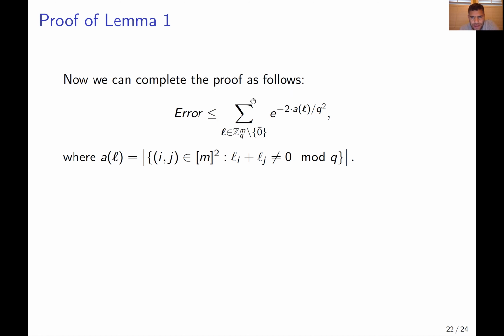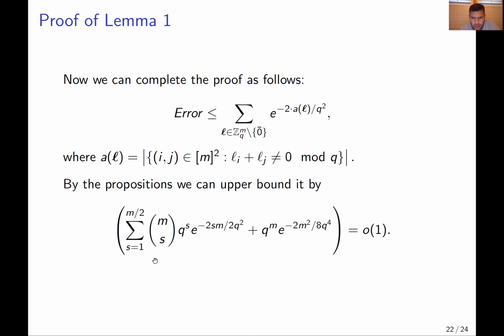And now we can split the sum according to the size of the support of L. If the support is of size at most m over 2, we know that a of L is of order s times m minus s. And the number of such vectors with support of size s is exactly m choose s times q to the s. And this is our gain, e to the minus 2 s times... I had to write here m minus s. No, because I already upper bounded it with m over 2. And you have this 2 over q squared just from the trivial bound of cosine.